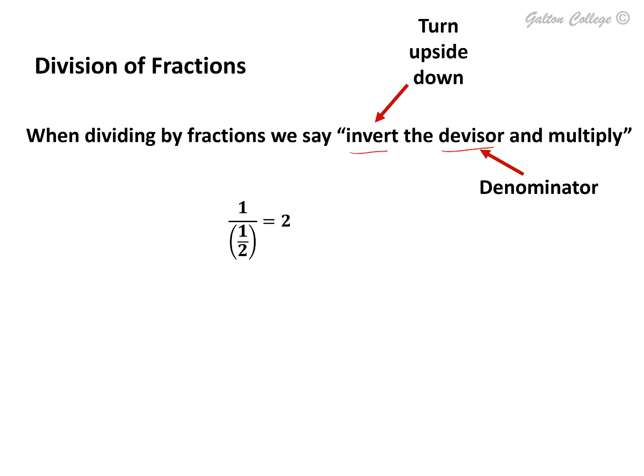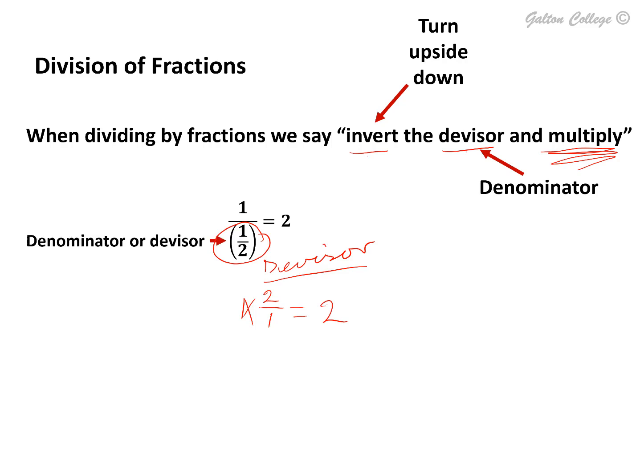We invert the divisor. The divisor here is a half. That's the divisor. So what we do is we invert it. We turn it upside down. So we've got 1, and it's 2 over 1, and multiply. So we multiply that and that just gives us 2. So we invert the divisor and we multiply.